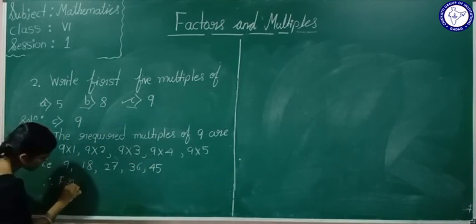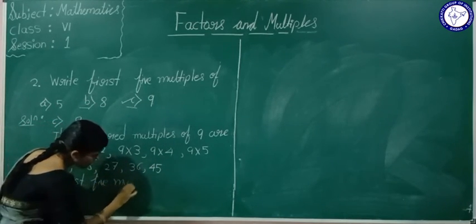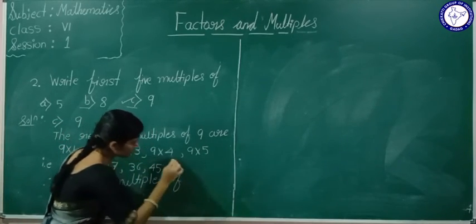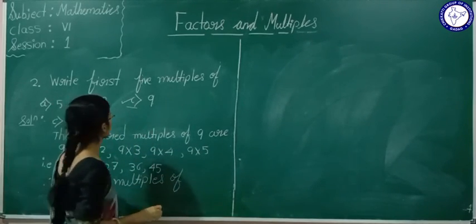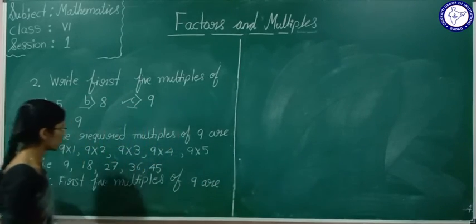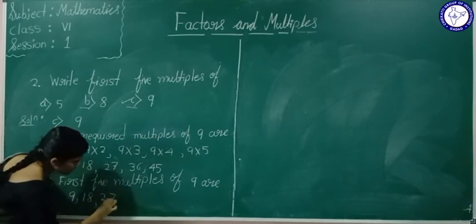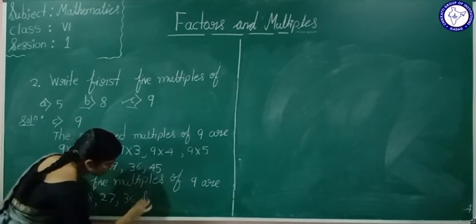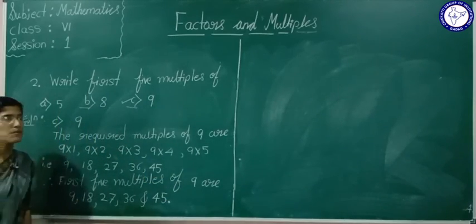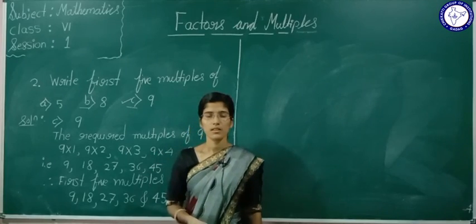Therefore, the first five multiples of 9 are, what are those? 9, 18, 27, 36 and 45. Okay. Third main we will solve in the next class. Thank you.